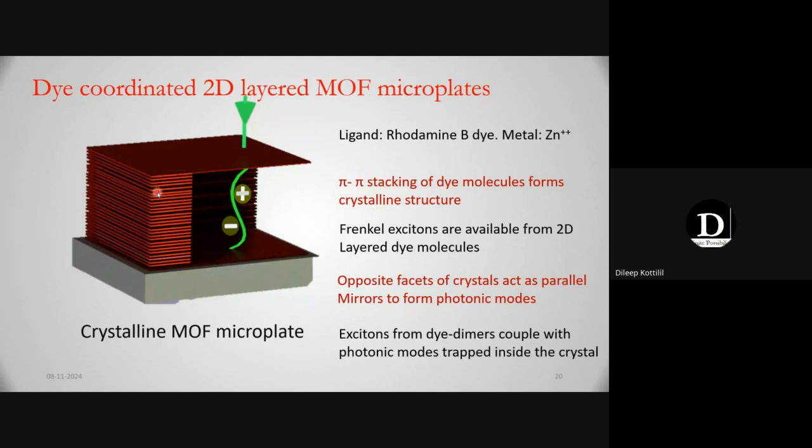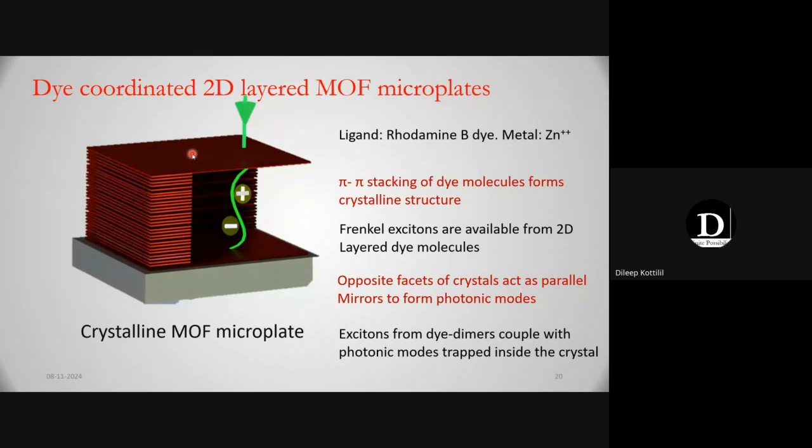And since we use a dye molecule, which is an organic molecule, we can leverage the presence of Frenkel excitons. Because as we know, Frenkel excitons are very stable at room temperature. So it can be used to create exciton-polaritons if possible. But then if you look at the physical structure of this molecule, it more or less looks like a cube or a rectangular slab with two faces which are opposing and parallel to each other. So this is similar to a cavity, like a Fabry-Perot cavity.